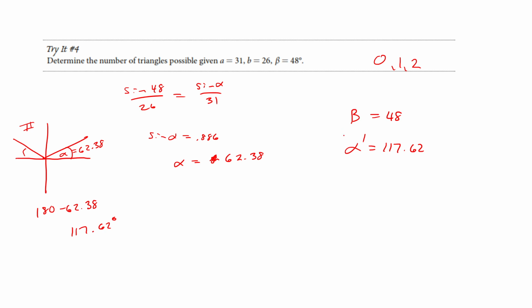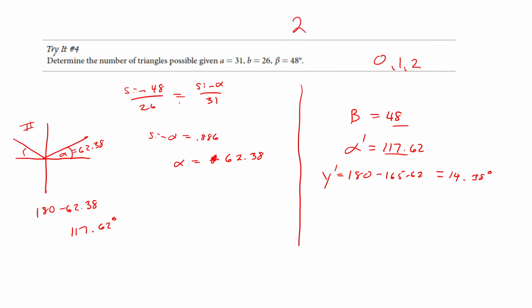If I add those two together, I get 165.62. So gamma prime would have to be 180 minus 165.62. These two added up are 165.62. Is there any room for a third angle? There is. I've got 14.38 degrees left. Okay, so that is true. So this could happen. So we actually have decided we have two possible triangles.